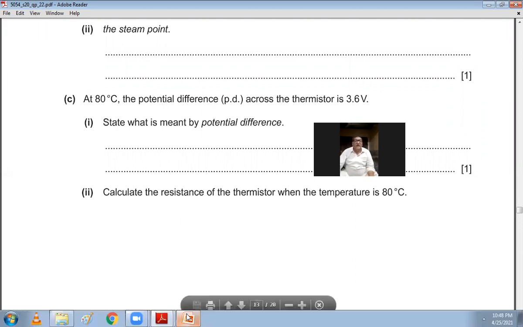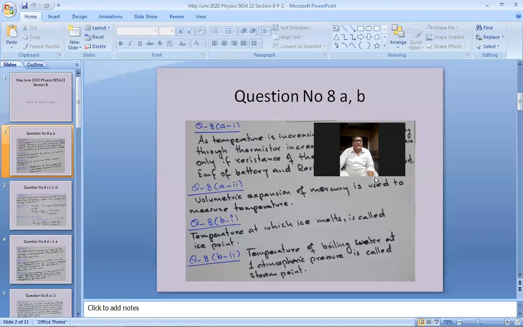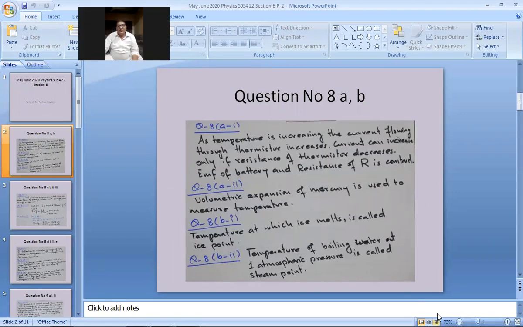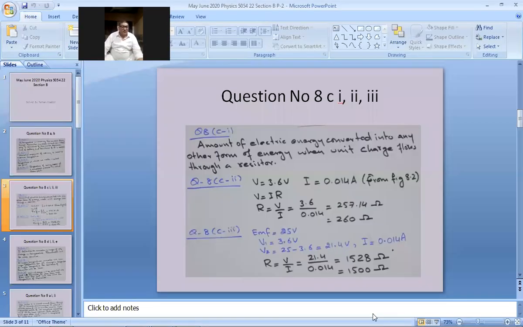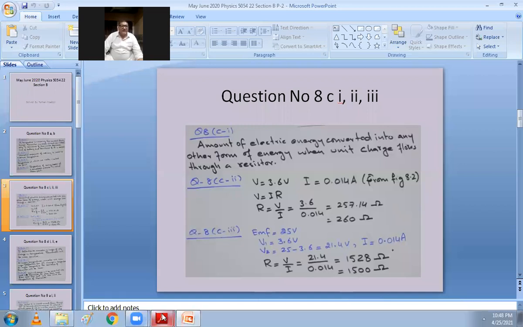Let me show you the answer which I have written. Okay, so: amount of electric energy converted into any other form of energy when unit charge flows through a resistor or a thermistor or an appliance. You can use any name. So let's check what the marking scheme has to say.